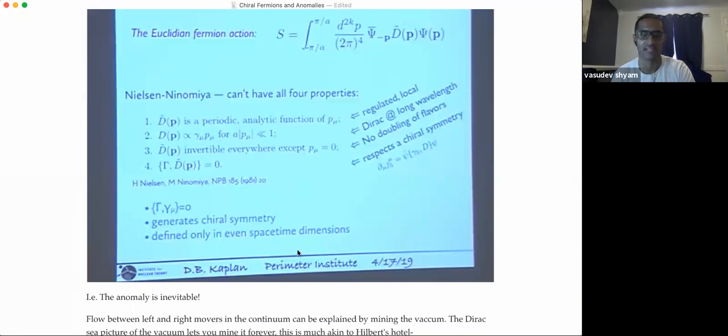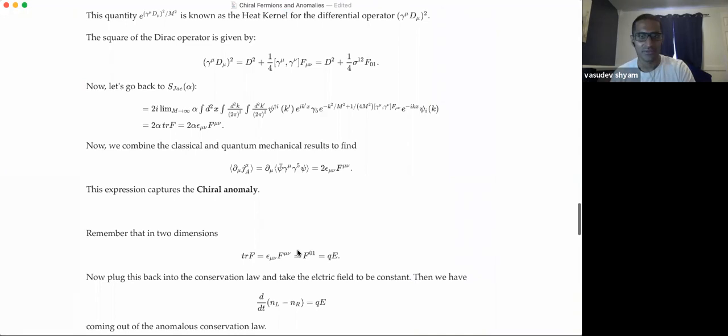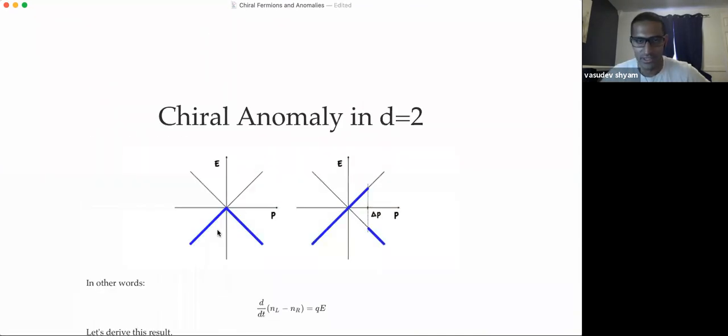This is like Hilbert's hotel. So the vacuum in the continuum. If I was just looking at the Dirac sea picture, you can mine it forever. Like, you introduce an electric field, you can mine it forever. You just keep producing left-handed modes or right-handed modes. It keeps giving. It's like Hilbert's hotel. You can always just move over one, right?